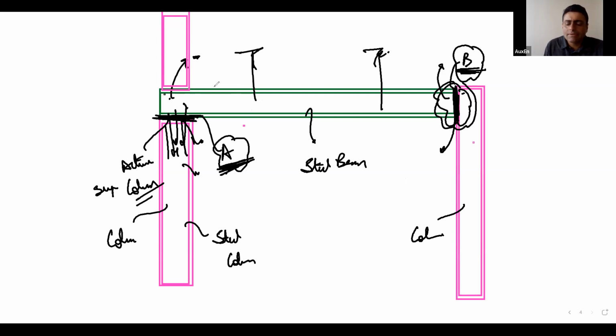But I have seen structures where they do this also, and then they put on the next floor column, but then they will put some stiffeners. They have to do a lot of jugaad in that case. So if you have a multi-story construction, then you will prefer the connection type B. But here I was talking mainly about industrial shed type of connections.